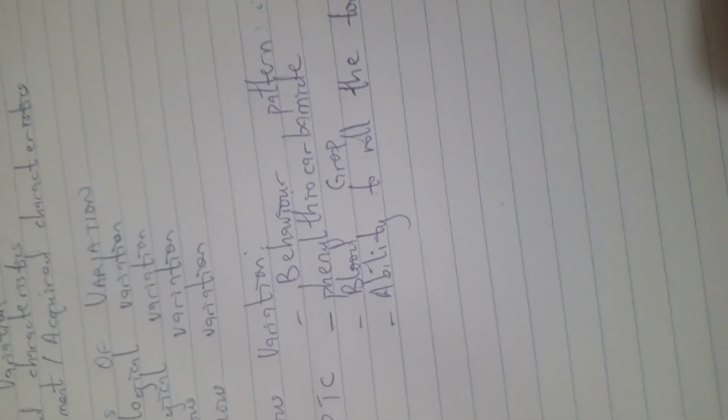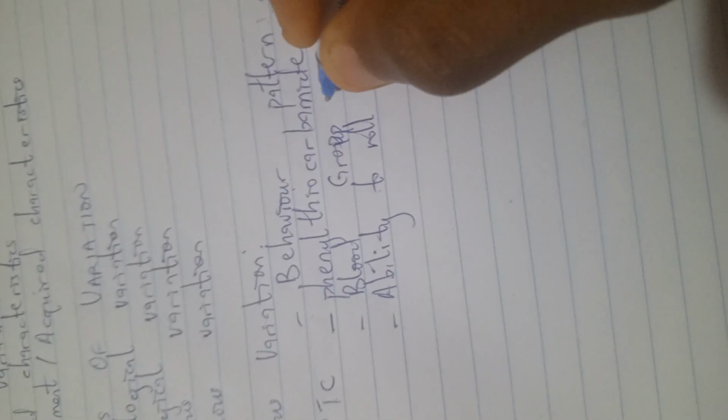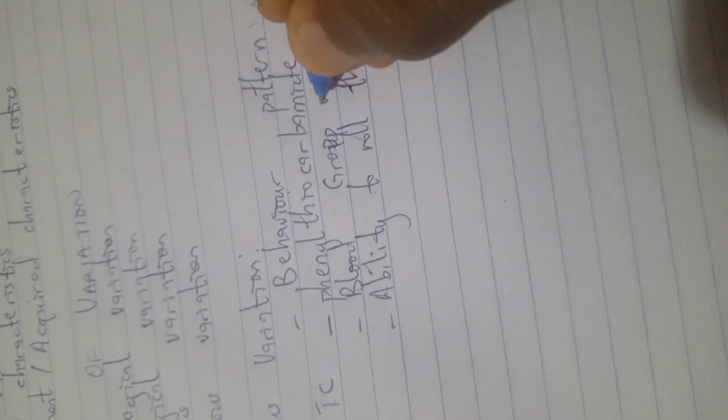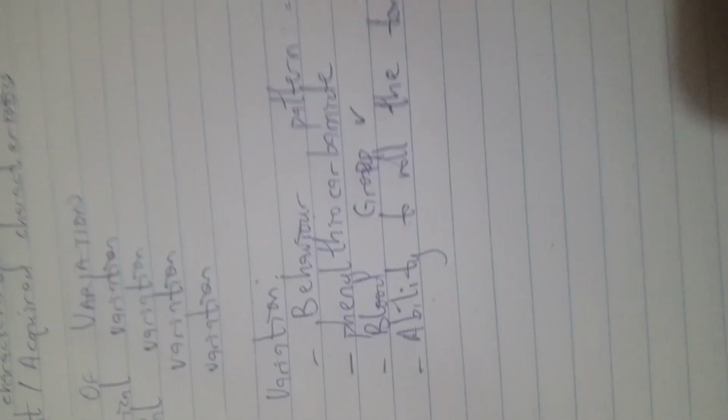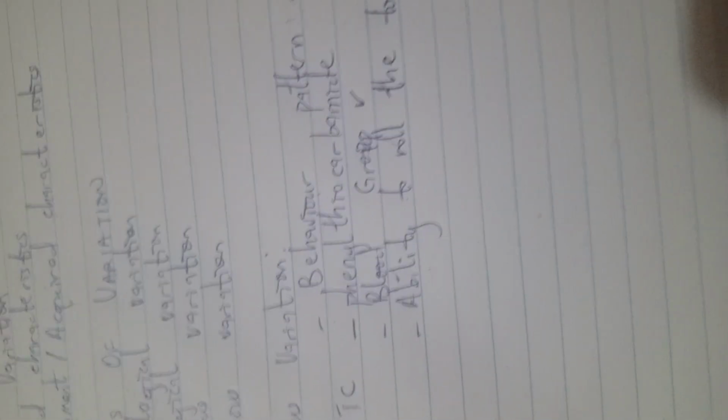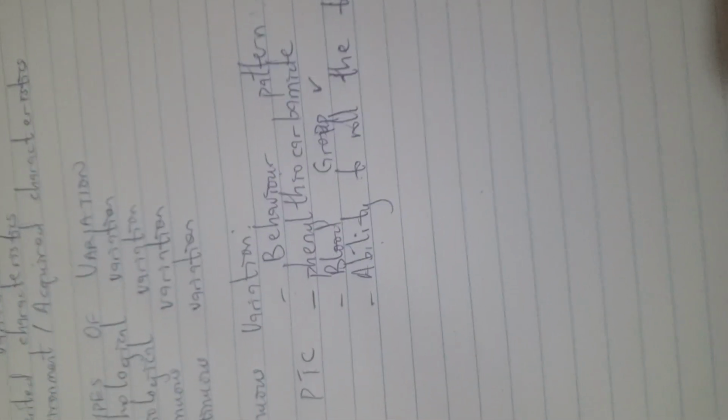Ability to test phenylthiocarbamide is also a discontinuous variation because it does not transit from one form to another. Blood group is also a discontinuous variation because it does not transit from one form to another. Then ability to roll the tongue, the same thing. So all of them are discontinuous variation. So you see that all physiological variation are discontinuous variation. Take note.